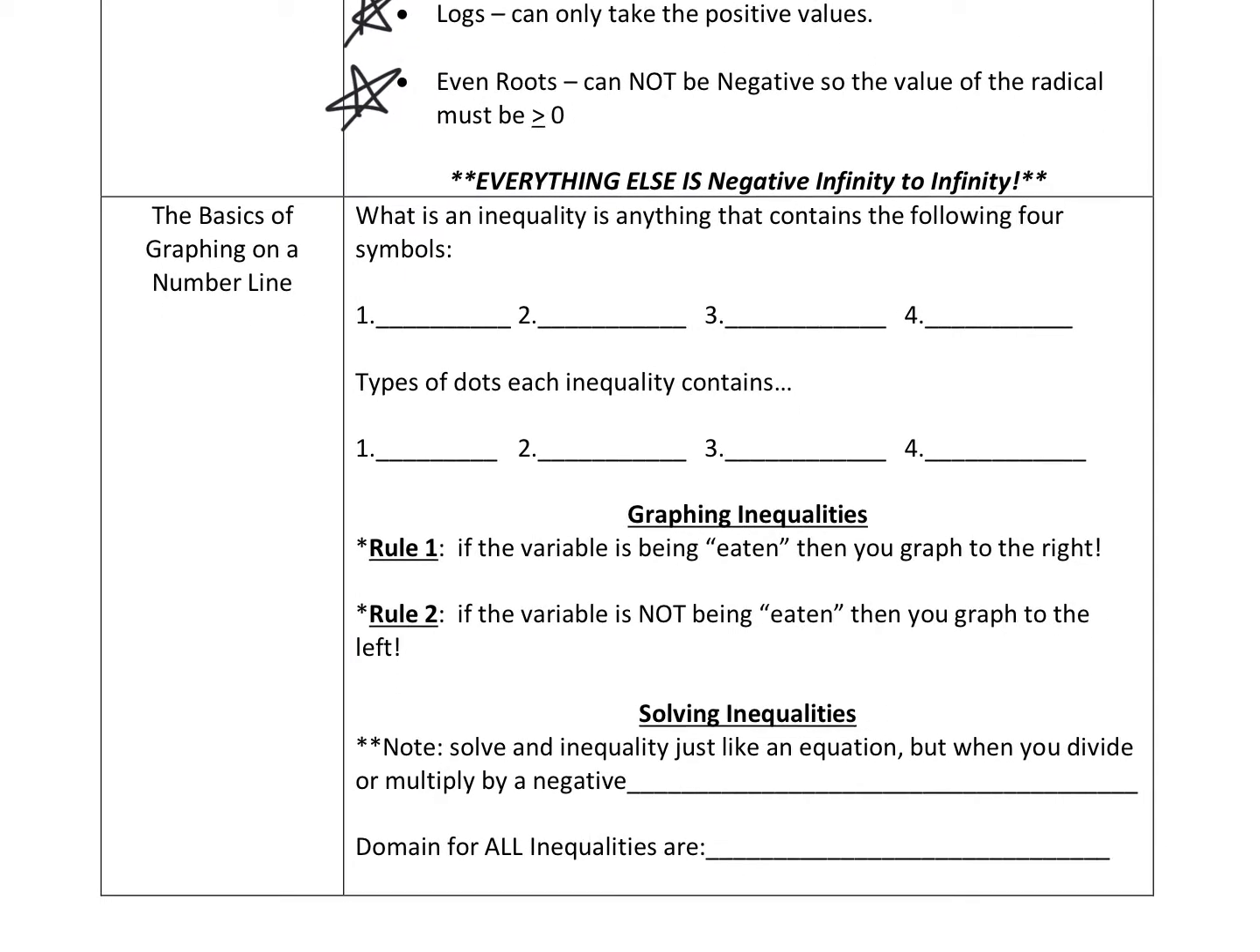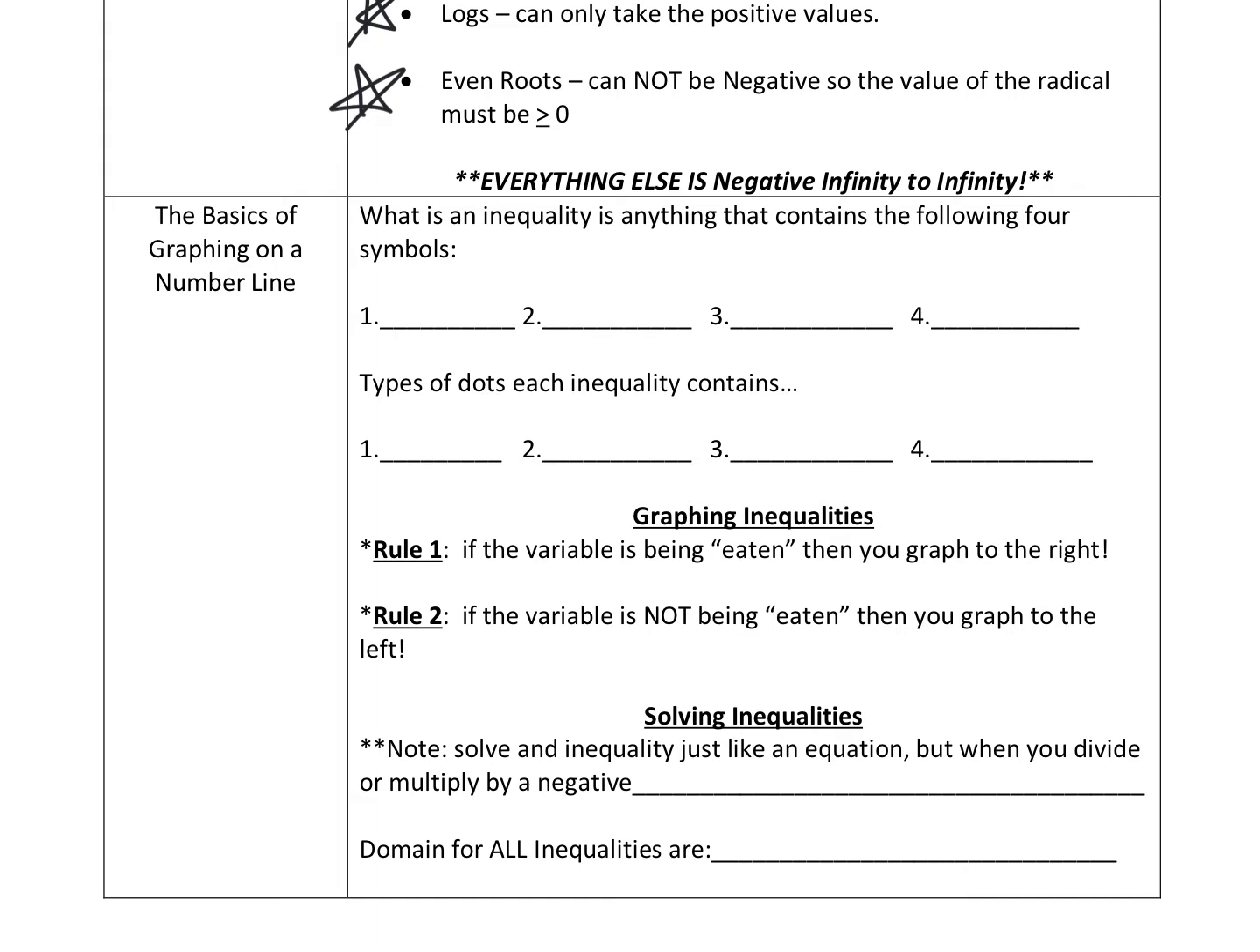Basics of graphing inequalities on a number line. So we kind of just talked about this, okay? First symbol that we might see is this thing. What is that? What do we call that? Greater than. And this one? This one? And this one. Perfect. The first two have what type of dot? Open or closed? Open. Yep, if they're not equal to, they're open. And the next two? Closed.